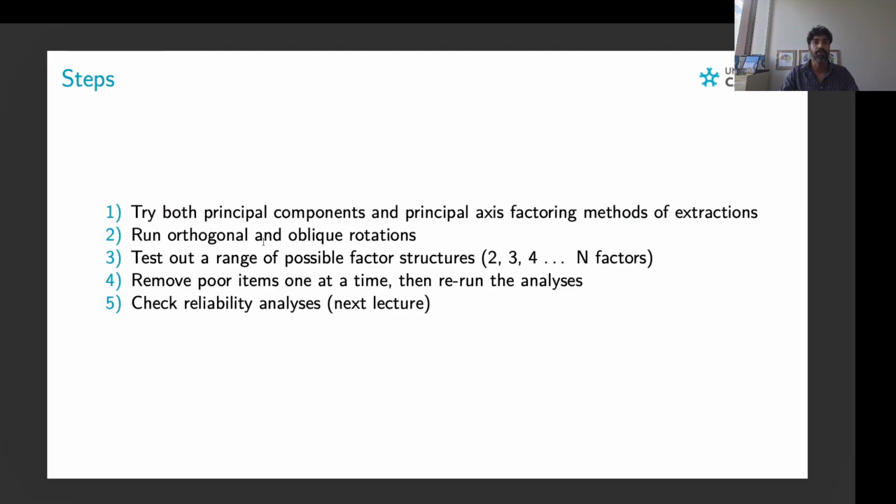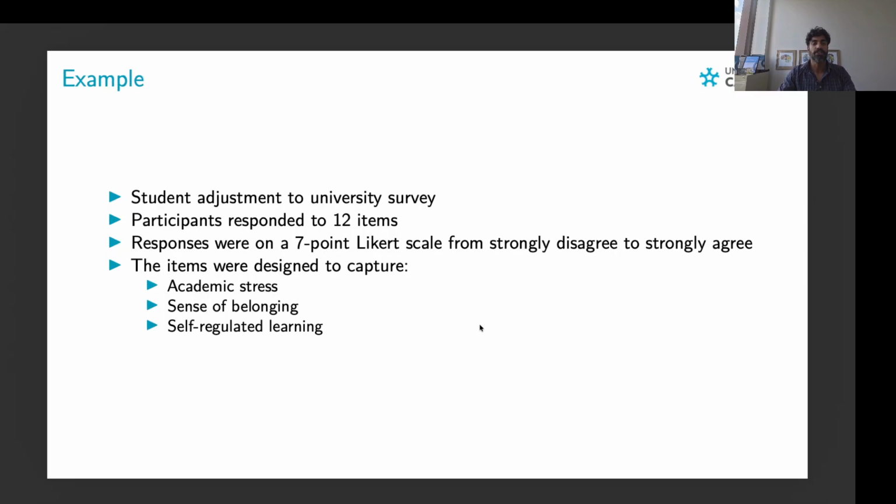So what are the steps? You want to try both principal components and principal axis factoring methods of extraction. You want to run orthogonal and oblique rotations and test out the range of possible factor structures, so 2, 3, 4, n number of factors. Remove poor items one at a time, then rerun the analyses, and then check reliability analyses, which we'll cover more in the next lecture.